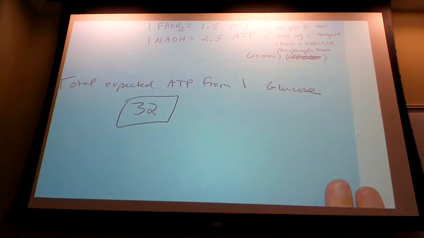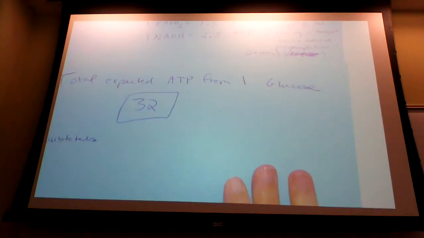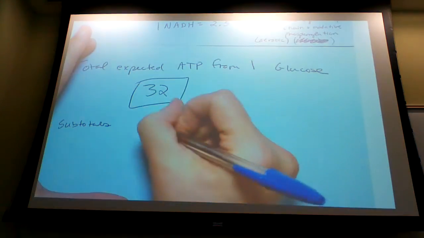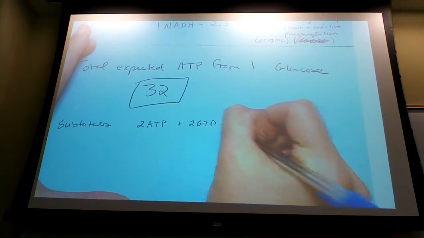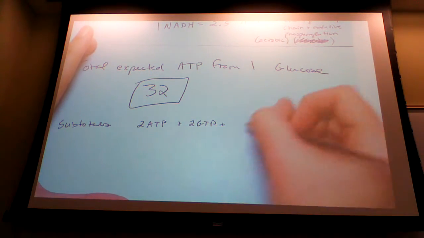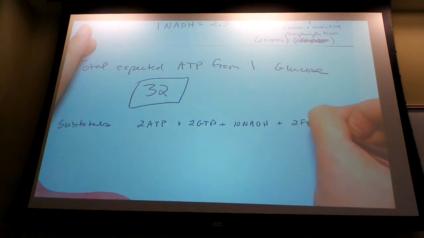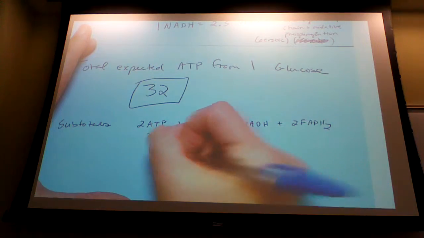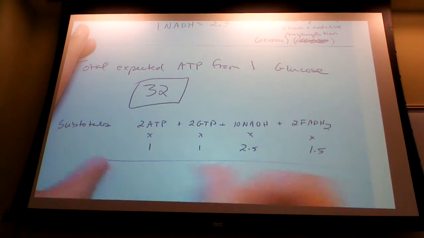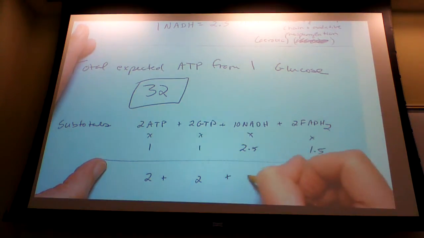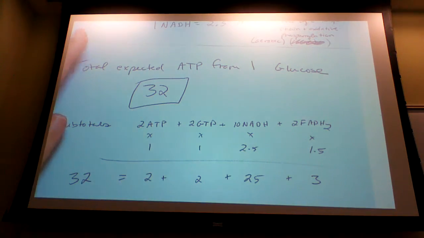32. Okay, so if I do some subtotals here, how many ATP do I get? 2. So I have 2 ATP total. I have 2 GTP total. I have how many total NADH? 10. And how many FADH2? 2. Okay, so this is times 1, times 1, times 2.5, times 1.5. So 2 plus 2 plus 25 plus 3. Hopefully equals 32. Okay.